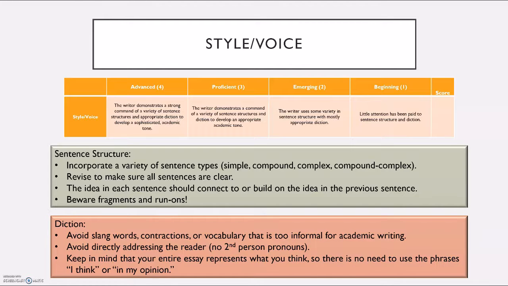Diction just means word choice. Avoid slang words, contractions, and vocabulary that is too informal. You want to keep a bit of academic distance between you and your readers. Avoid directly addressing the reader with second-person pronouns, and keep in mind that your entire essay represents what you think, so there is no need to use the phrases "I think" or "in my opinion."